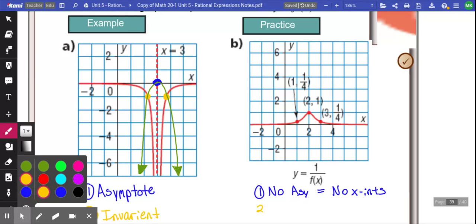Second step is do your invariant points. I keep saying the wrong thing. No wonder you guys don't subscribe to me. I wouldn't subscribe either. Invariant points are at y equals 1. It's right there. There's only one invariant point.